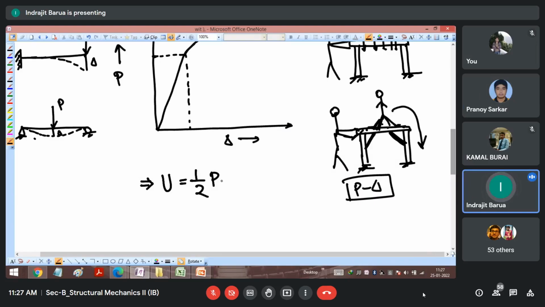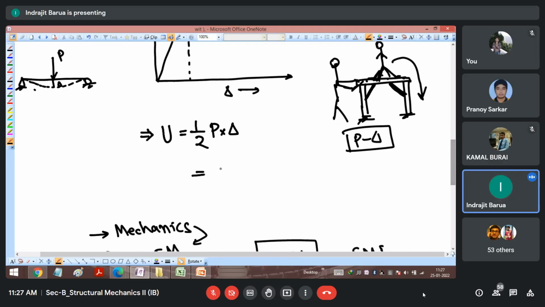Half into stress into strain into volume. Basically this is the same. If I write it like this, half into load into deflection, this is actually the same, because see what we get basically: volume. Yes, so here if I write stress into strain, or let's do it this way.